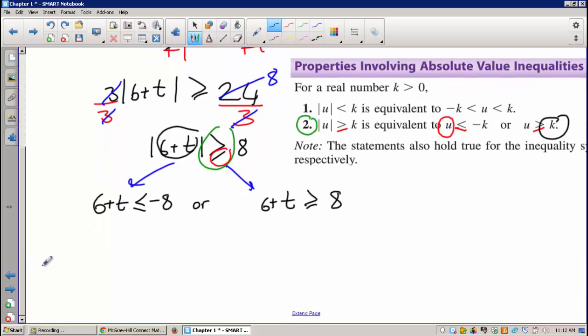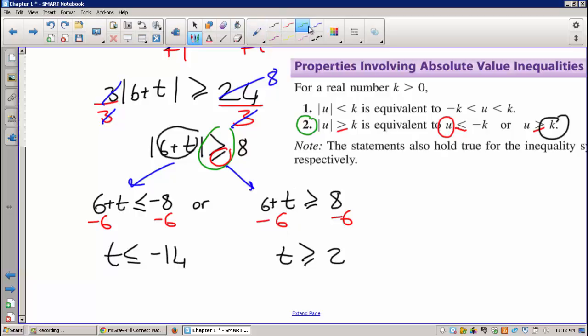Now we need to get t by itself. So I need to subtract 6 from everybody to get t by itself. So it's negative 14. T is 2. Oh, we are subtracting something. It's negative. Are we going to flip the directions? No, not for subtraction. It's only for multiplication and division. So we are done here, right? Or no, you're not done.